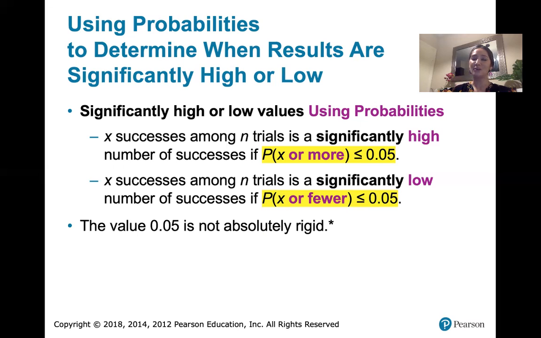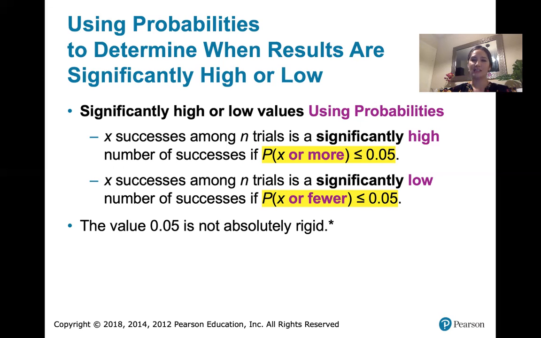Now, this 0.05 marker is commonly used, but it's not absolutely rigid. Sometimes people will use the marker of 0.01 to talk about significantly high or significantly low values. That would correspond to a probability that's less than or equal to 1%, so that's very rare, even more rare than the 5%. And then sometimes people use 0.10, so 10%. But we're looking for probabilities that are extreme.